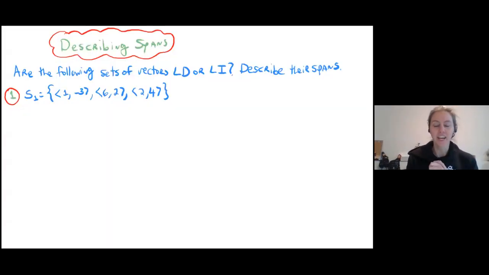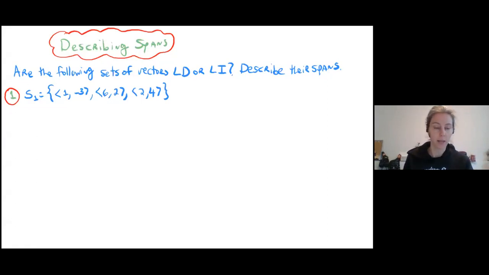Hi guys, Audrey here. Okay, so we've learned a lot about spans, about linear dependence and independence, and we've learned how to describe spans. So we're going to do a few problems where we determine whether sets of vectors are dependent or independent, and then we use what we know to describe their spans.